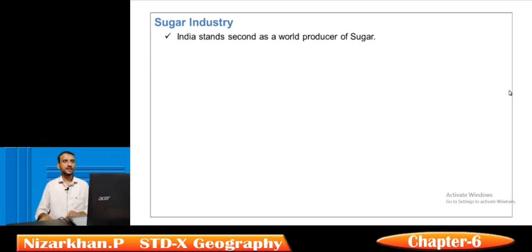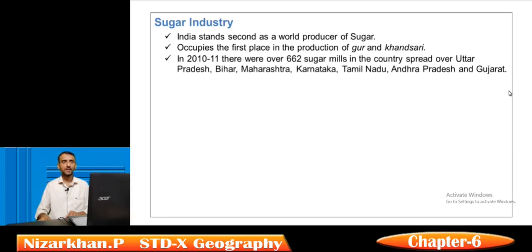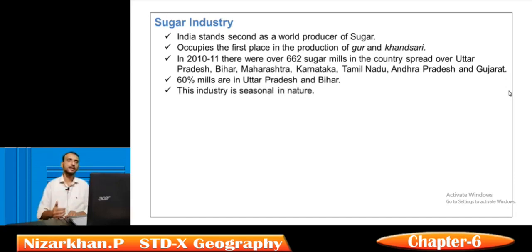India occupies the first place in the production of gur and khandsari, one of the types of sugar. In 2010-11, there were over 662 sugar mills in the country, spread over the states Uttar Pradesh, Bihar, Maharashtra, Karnataka, Tamil Nadu, Andhra Pradesh and Gujarat. 60% of mills are in Uttar Pradesh and Bihar. This industry is seasonal in nature. These are the major features of the sugar industry. It is ideally suited to the cooperative sector.